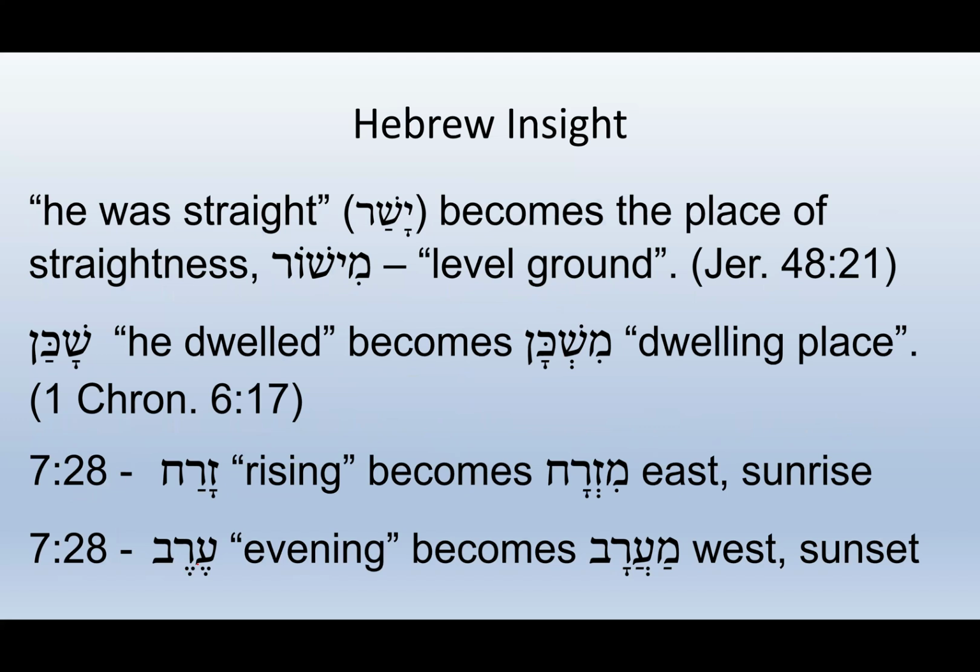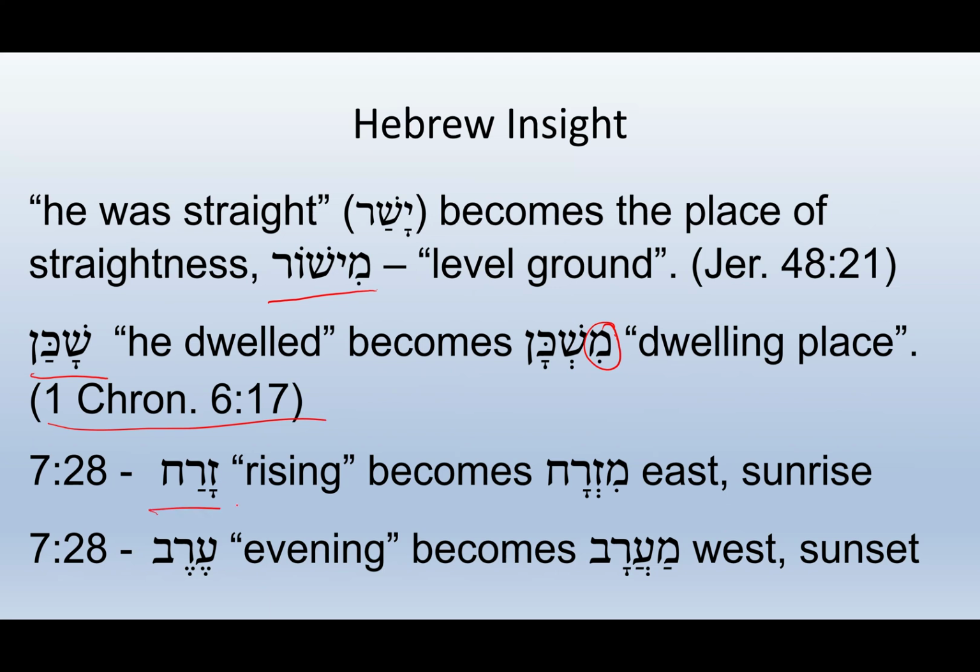But wait, there's more. Yashar means he was straight, but put a mem in front of it, mishor, and it becomes the place of straightness, which would be like level ground. That's in Jeremiah 48:21, level ground, mishor, the place of straightness. Shakan means he dwelled, but put a mem in front of it, and it becomes mishkan. Mishkan becomes the place of dwelling, or a dwelling place. The reference here is 1 Chronicles 6:17, but it's often used in Exodus in the preparing of the materials and building the tabernacle, and it'll refer to the tent of meeting sometimes as the Mishkan. It's the place of dwelling or just a dwelling place.